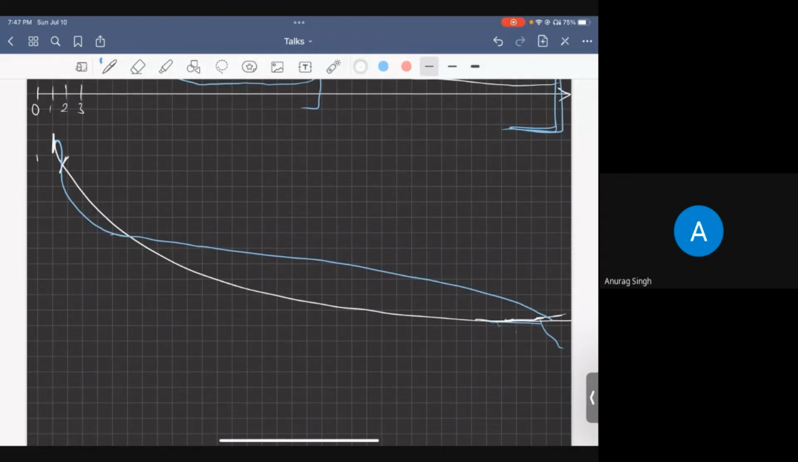But these are some boundaries. Let's call them B0, B1, B2, B3, etc. The point is that B0 should be much less than B1, much less than B2, much less than B3. But it will be positive, like 1 by n log n.